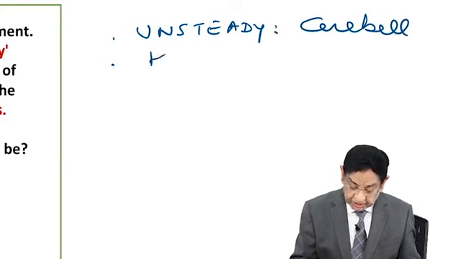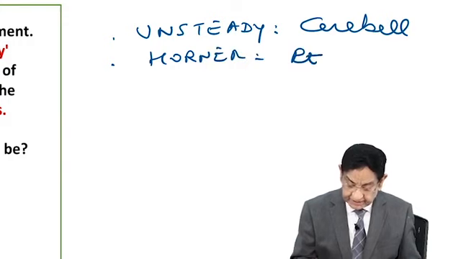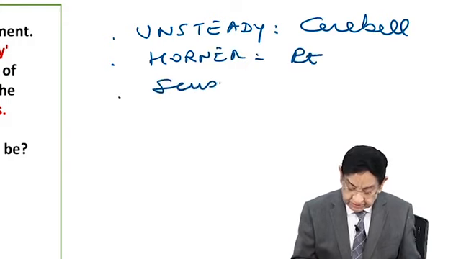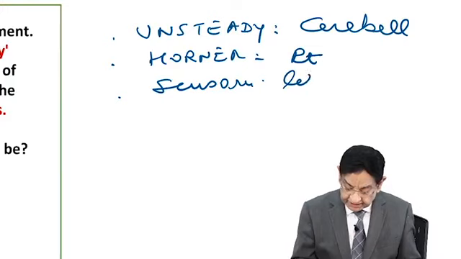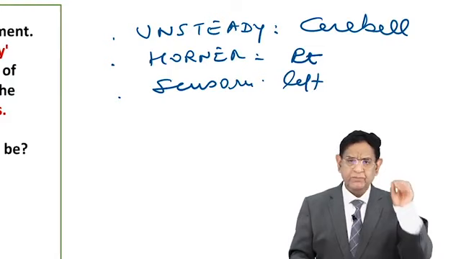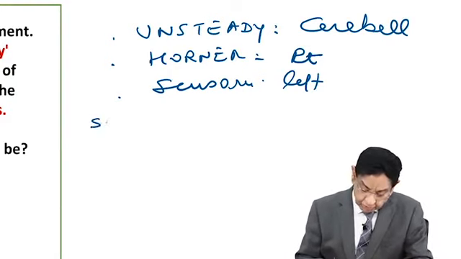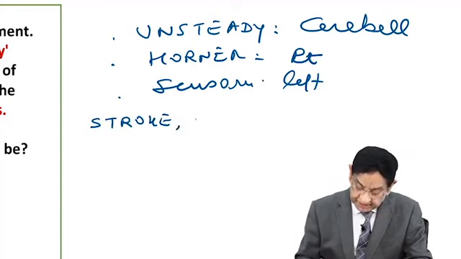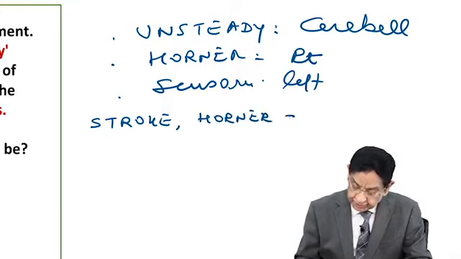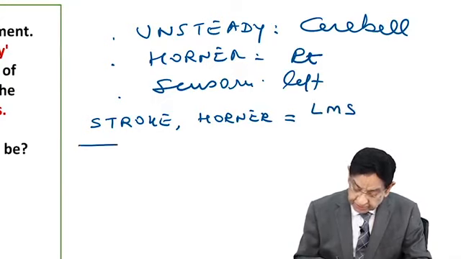He has a Horner syndrome on the right side and he has a sensory loss on the left side, and they are all going in favor of PICA syndrome. One more thing, golden line to remember. If you are getting a stroke patient having Horner syndrome, you are dealing with lateral medullary syndrome.